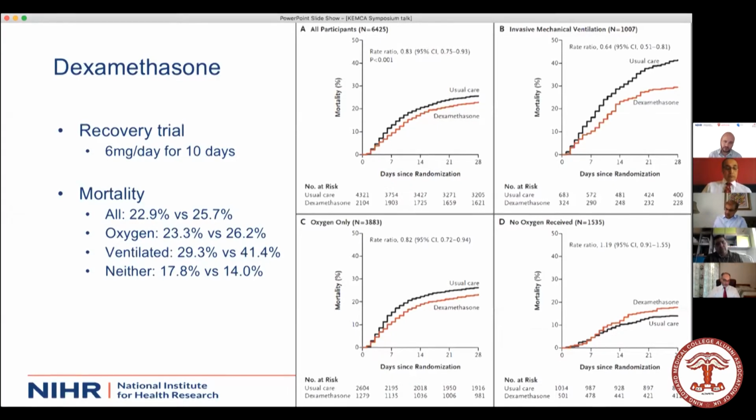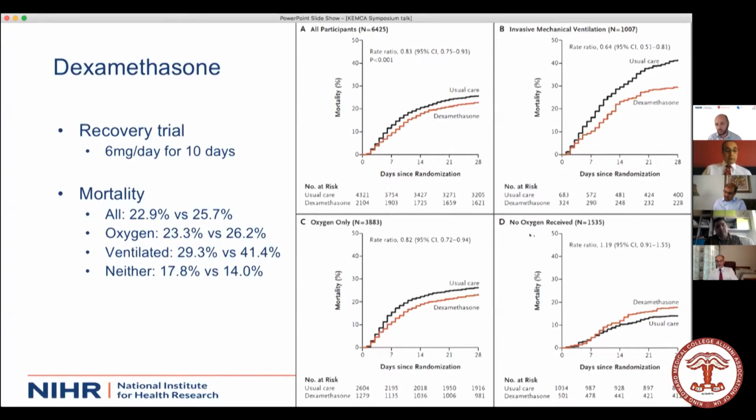It's absolutely a first-line drug, and the moment someone needs oxygen, I would be giving it. In those that don't need oxygen, actually it might increase your risk, and you might worry about the harm of things like diabetes control with steroids. So dexamethasone is not for everyone, it's for those that need oxygen, and absolutely those needing invasive ventilation.